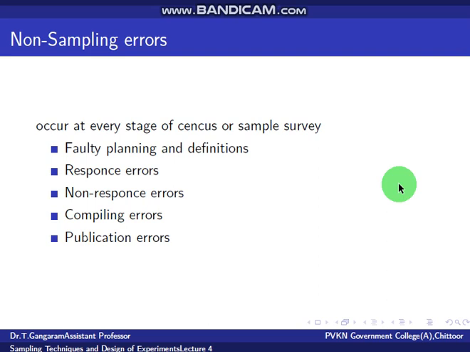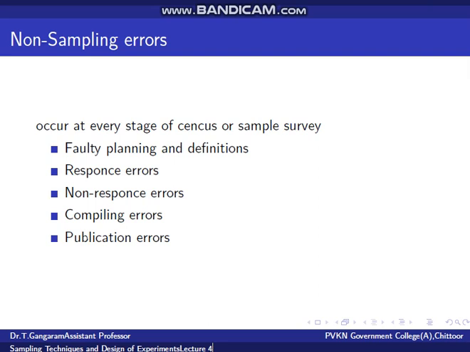Non-sampling errors are more serious in a census than in a sample survey. Sampling errors decrease with the increase in sample size, but non-sampling errors increase with increase in sample size. Up to this, the sampling and non-sampling errors.